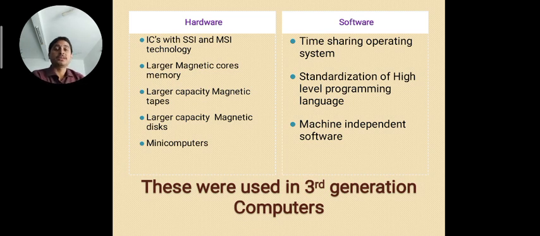Here also a major technological development came into existence. That's why third generation came into existence, and here IC, integrated circuit, replaced transistors. And integrated circuits with SSI, small scale integration, and MSI, medium scale integration. And what is SSI and what is MSI?